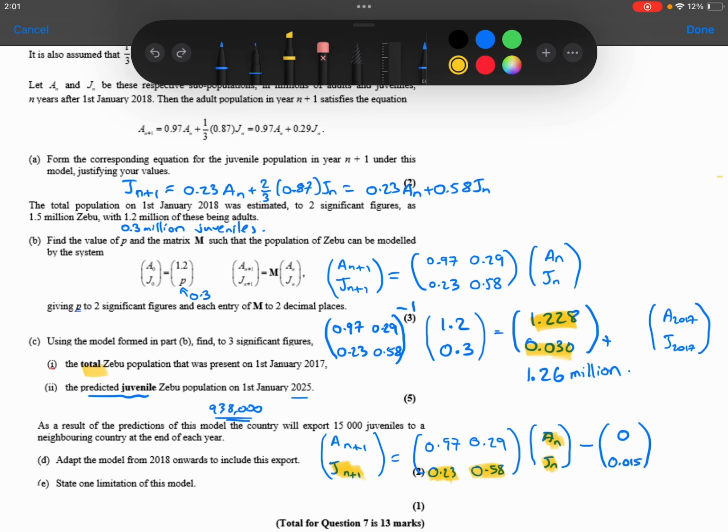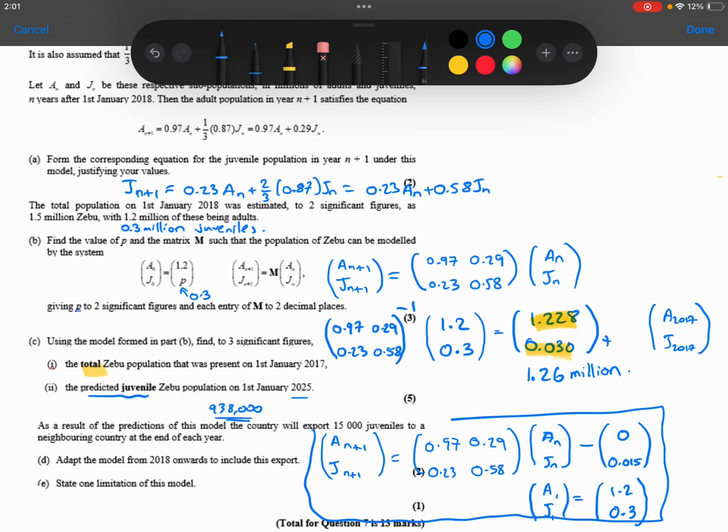So I've adapted the equation. I do need to put in the starting values though, because they are part of my model. So I do need to say that A1, or A 2018, is 1.2 and juveniles at the beginning is 0.3. So this is my new model, considering the fact that we are exporting 15,000 juveniles to a neighbouring country every year.